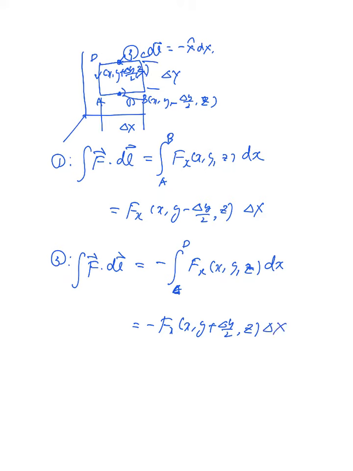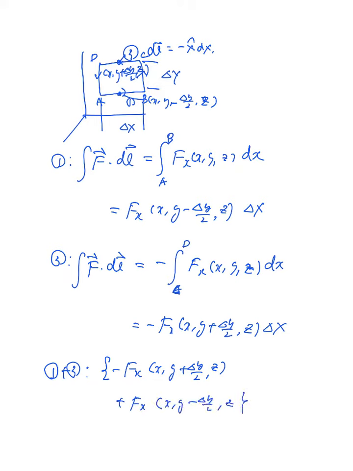So if we add these integrals together, 1 plus 3, what happens? The result is this: minus f_x(x, y plus delta y over 2, z) plus f_x(x, y minus delta y over 2, z), delta x. And then you can multiply by 1. So this is actually the same as minus delta y, f_x(x, y plus delta y over 2, z) minus f_x(x, y minus delta y over 2, z), delta x delta y.